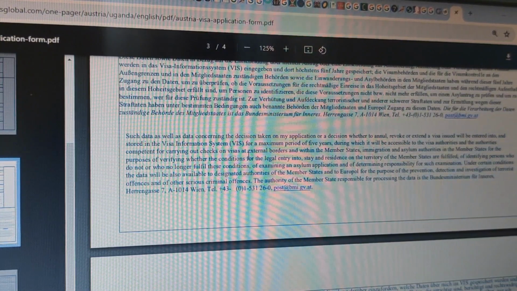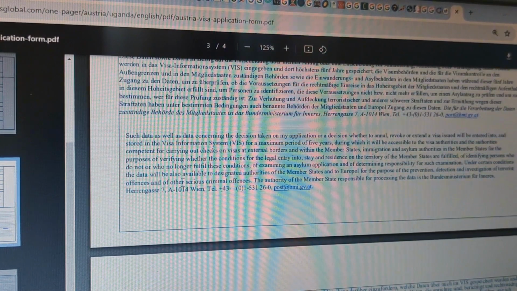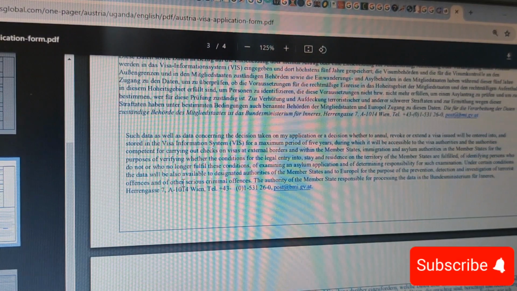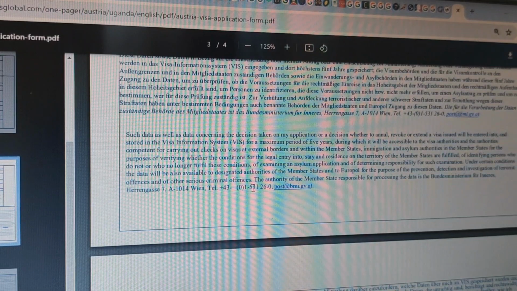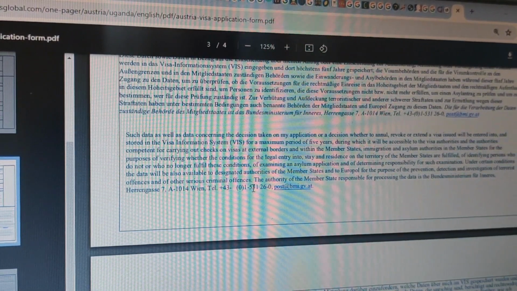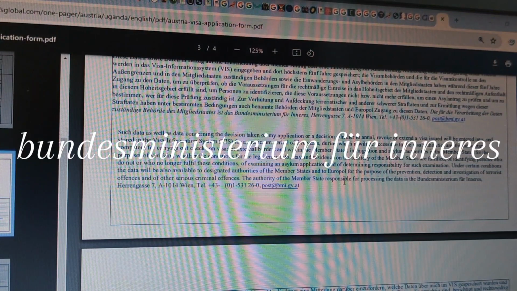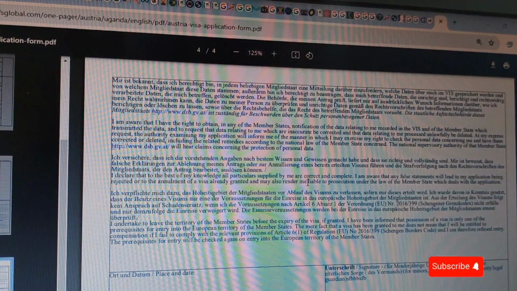Under certain conditions, the data will also be available to designated authorities of the member state and to Europol for the purpose of prevention, detection, and investigation of terrorist offenses and of other serious criminal offenses. The authority of member states responsible for processing the data is the Bundesministerium für Inneres.